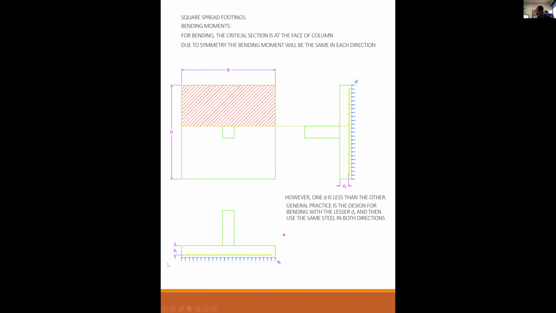See how I've got this here? See how D1 is right to the center of the lower, and D2 is to the center of the upper row of steel. Common practice is that you don't design one side for D1 and the other side for D2. You just design the whole footing to be conservative with D2. Whichever is the lesser D, that's the one you're going to use. And then you just use the same steel in both directions, and the other direction will be a little bit conservative.